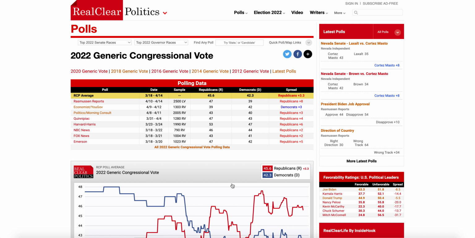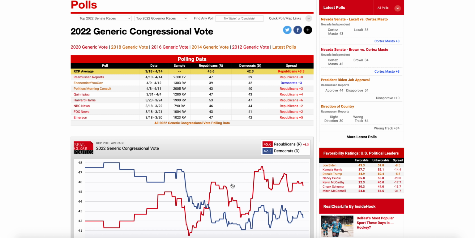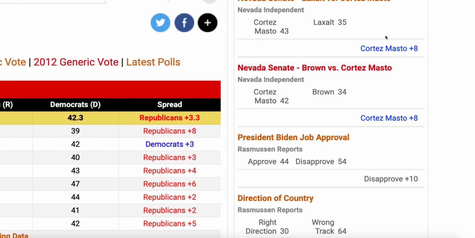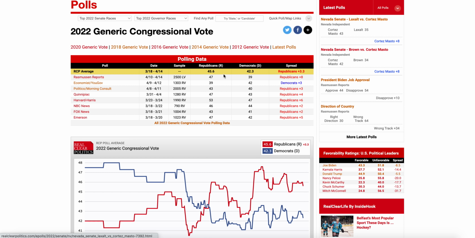Now, looking at the generic congressional vote right now, while it seems similar to 2014, again, there are some major statewide differences that we are seeing. I mean, the most recent poll from the Nevada Independent shows Catherine Cortez Masto up 8 points statewide. So there's definitely a bit of a disconnect here between those who disapprove of Biden and those who are willing to vote for the GOP.